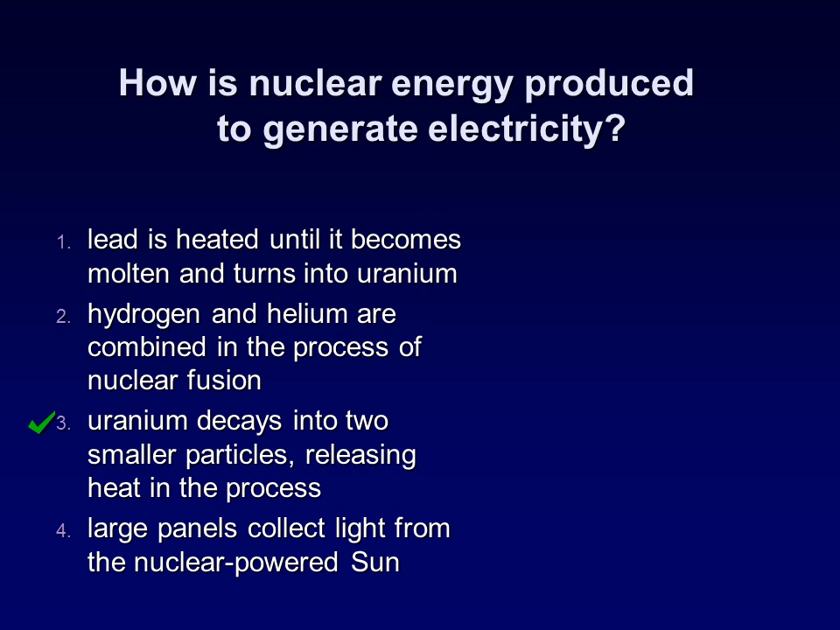Number two, hydrogen and helium are combined in the process of nuclear fusion. Okay, no. That's the sun. Fusion is the sun. We haven't figured out how to do it yet. Number four, large panels collect light from the nuclear-powered sun. No, that's solar power, right? And so that doesn't work. So it should be three. Uranium decays into two smaller particles, releasing heat in the process.